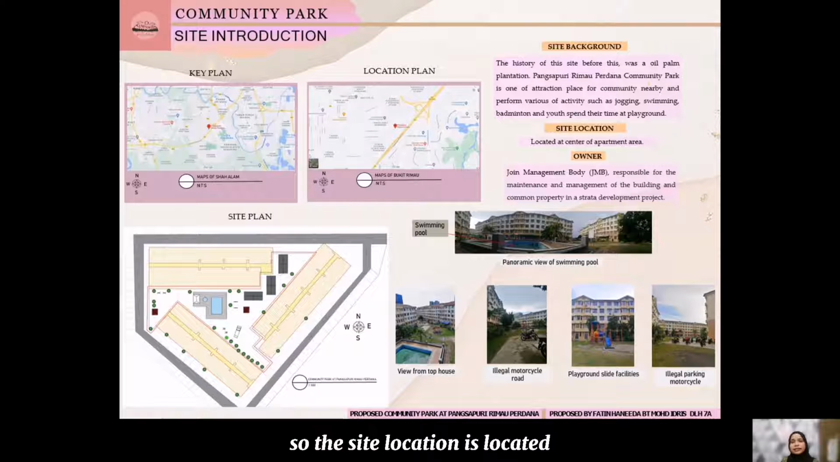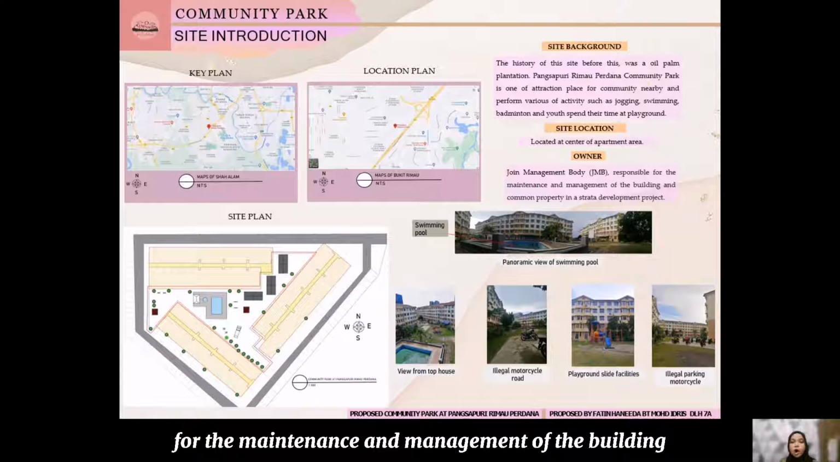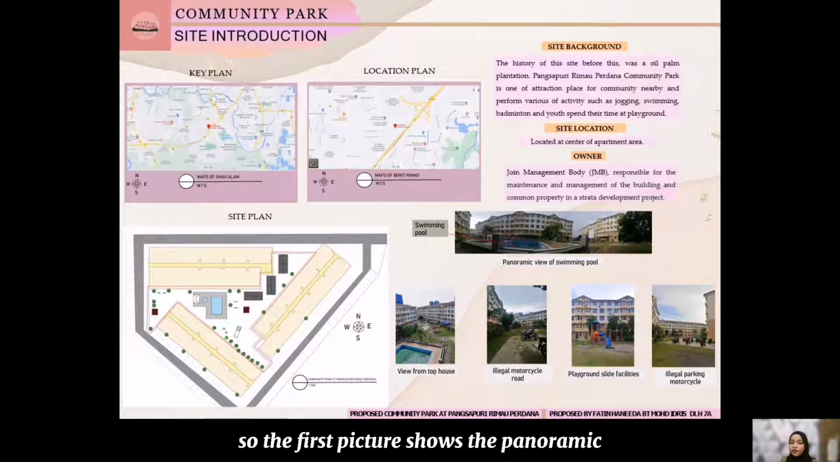So the site is located at the center of the apartment area. So the owner is the Joint Management Body, JMB, which is responsible for the maintenance and management of the building and common property in strata development projects. So the first picture shows the panoramic view of the swimming pool, and then the view from top house, illegal motorcycle road, playground-like facilities, and illegal parking motorcycle.